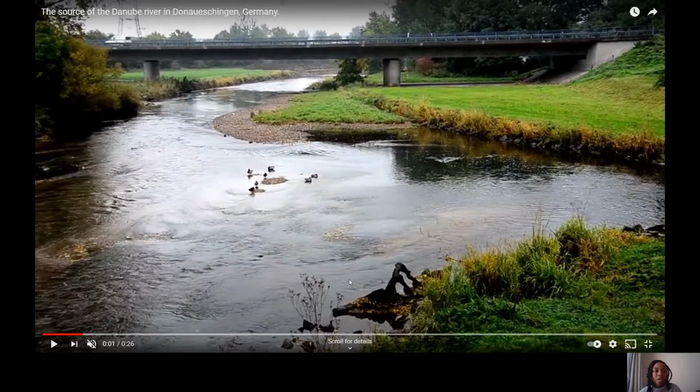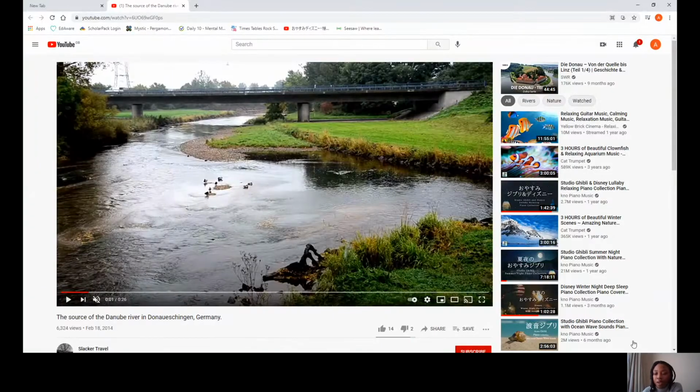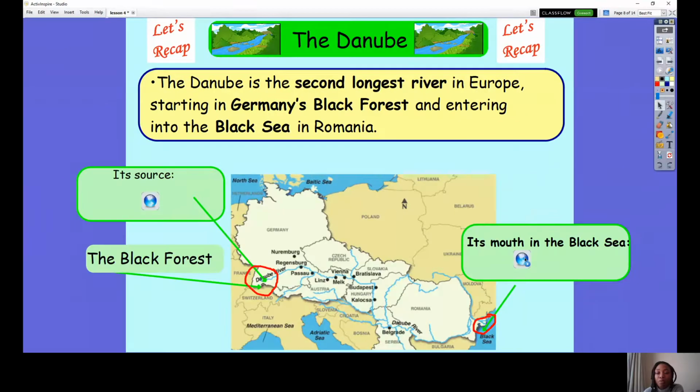Fantastic. Okay, we're going to stop there. So you've got a very, very quick idea of what the source of the river looks like. Let's go back to our slides. I'm also going to show you the river's mouth, which is in the Black Sea. Now, this is where the River Danube ends. So this is where it meets the sea.